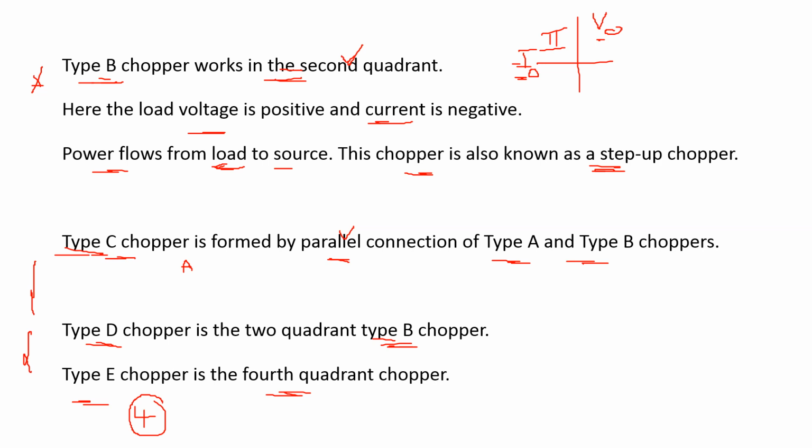Type A chopper is the first quadrant chopper. Voltage and current both are positive. Type B chopper is the second quadrant chopper. Type C chopper is the two quadrant chopper, and type D chopper is also a two quadrant type B chopper, and type E chopper is the four quadrant chopper.